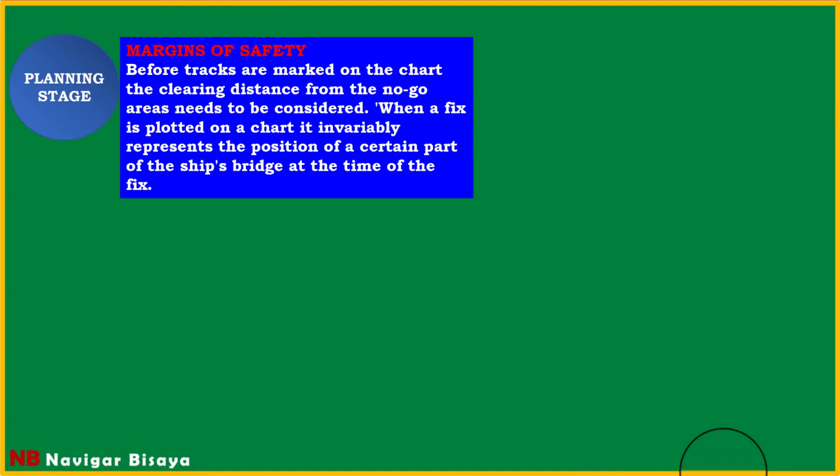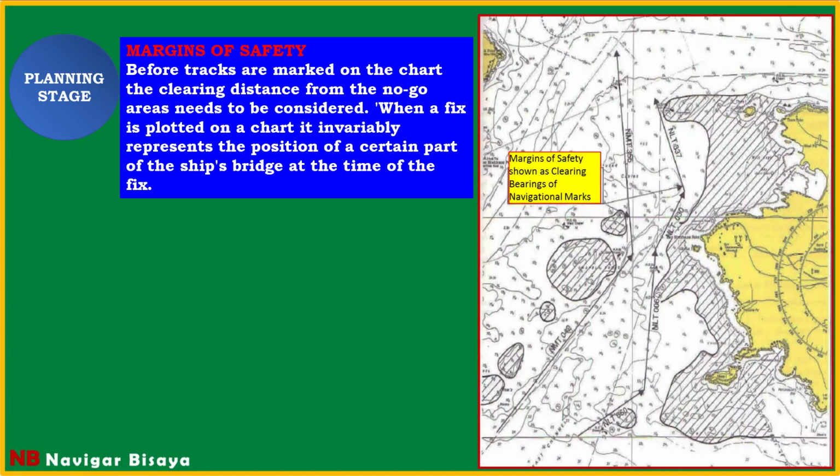Marking margins of safety. Before the tracks are marked on the chart, the clearing distance from the no-go areas needs to be considered. When a fix is plotted on the chart, it invariably represents the position of a certain part of the ship's bridge at the time of the fix. These are margins of safety.